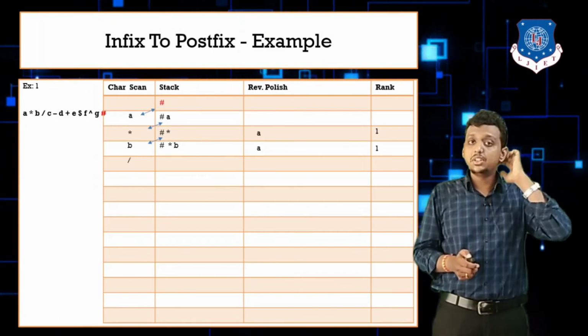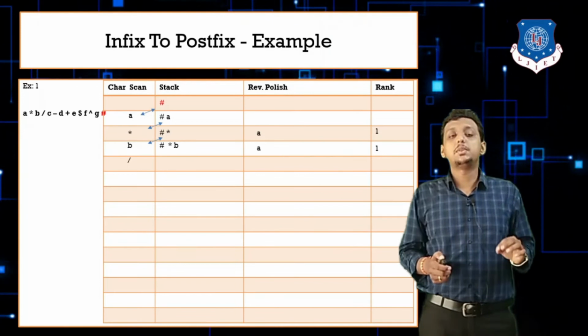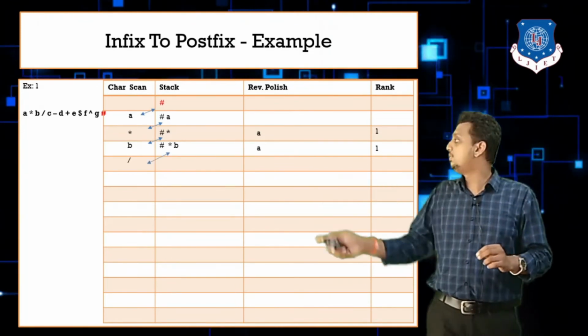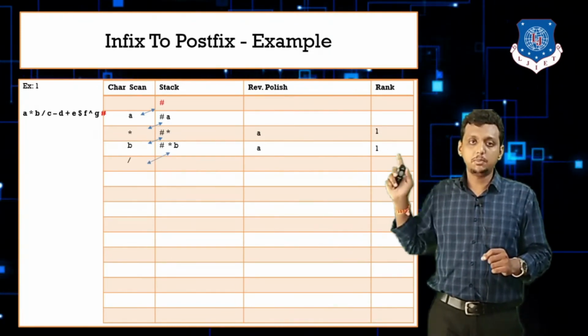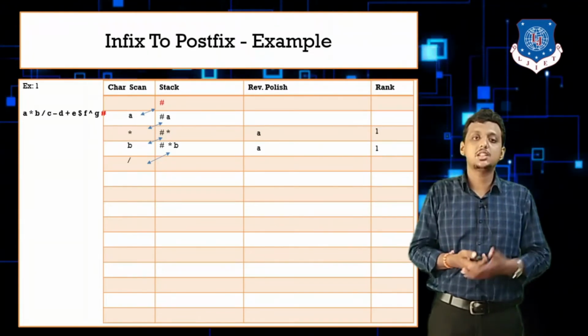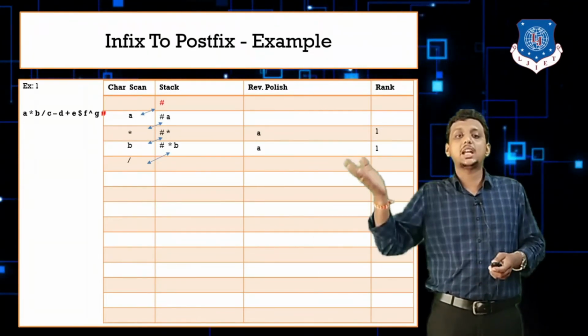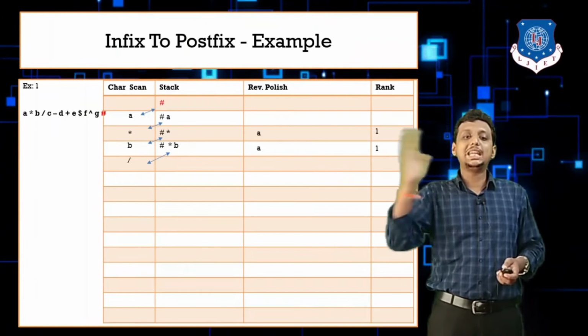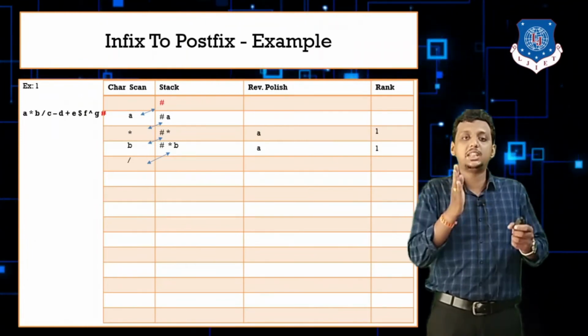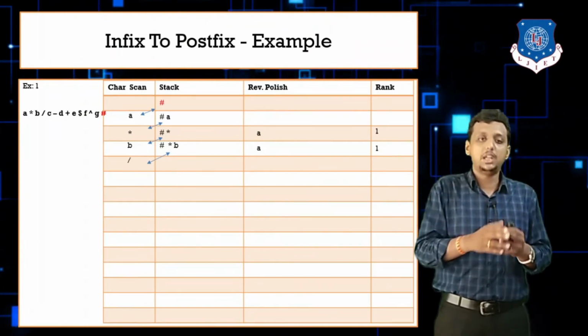Now students, I have division with me. First we need to compare division with b. Obviously b has a higher precedence, so b will be popped out from the stack and put in the reverse polish, appended with a. It becomes a and b.